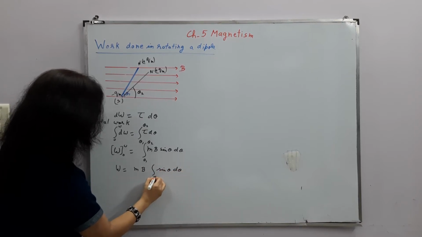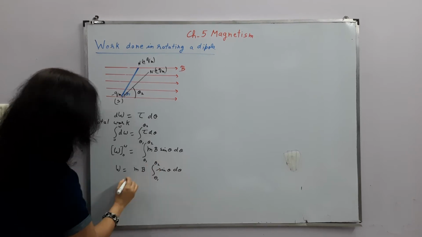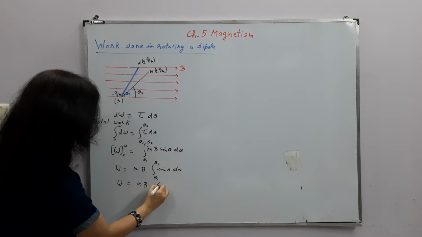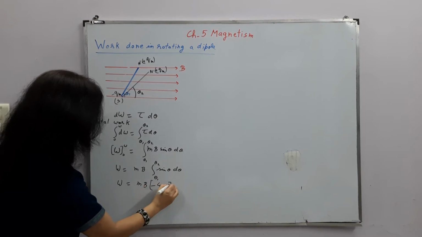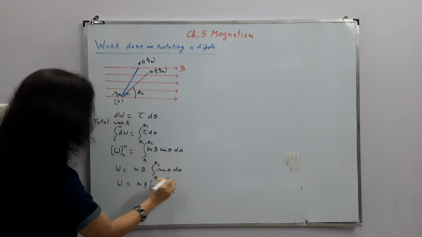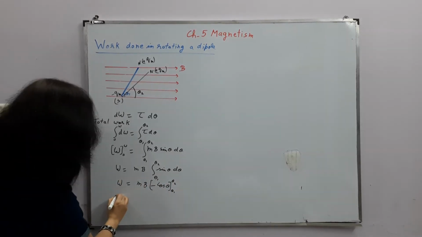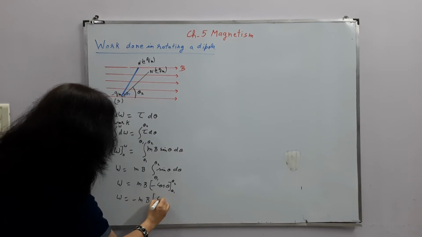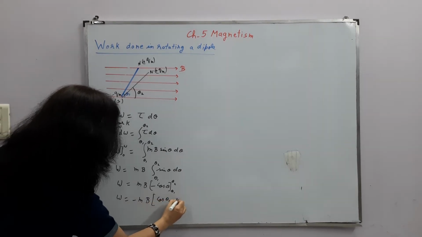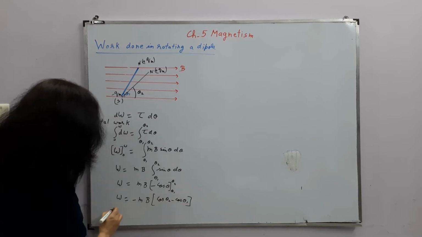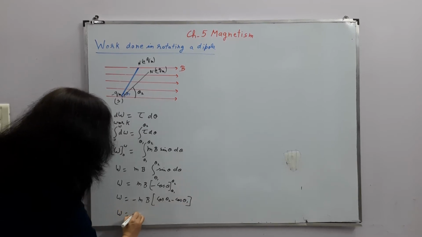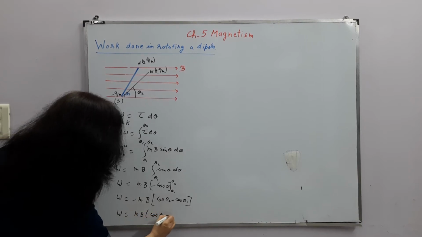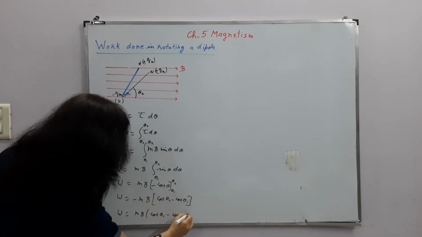This is theta 1 to theta 2, and here it is mB, and this will be minus cos theta. Limits are from theta 1 to theta 2. So I can take this minus common, and here I will get cos theta 2 minus cos theta 1. So what will happen? W is equal to mB (cos theta 1 minus cos theta 2), right?